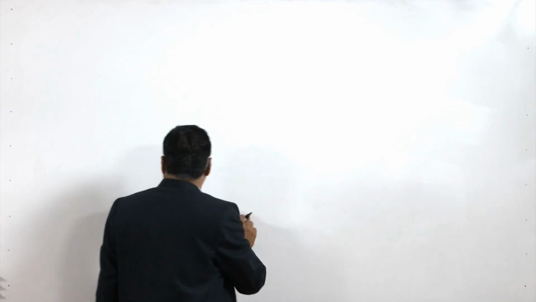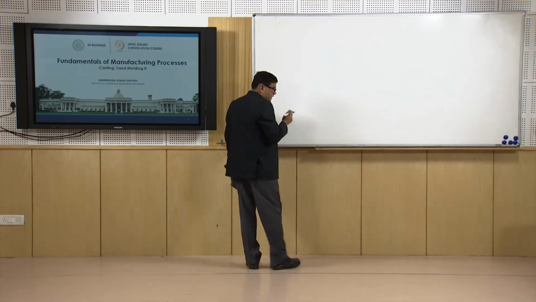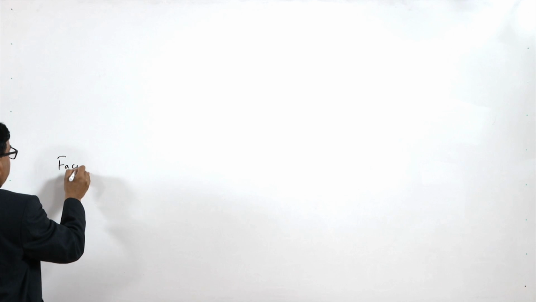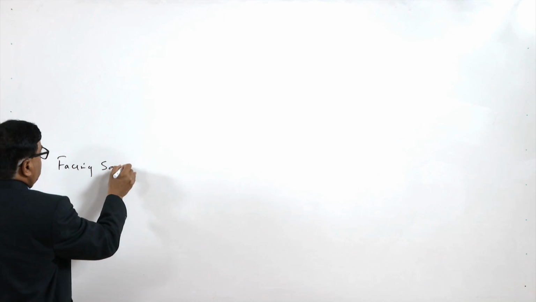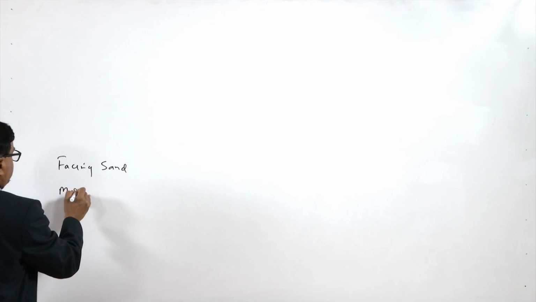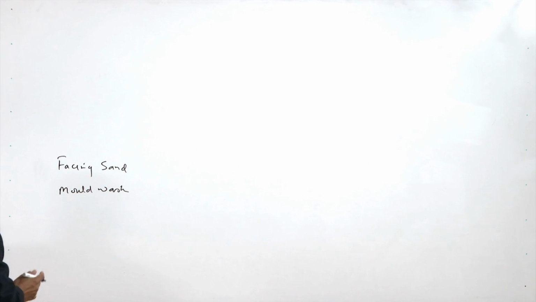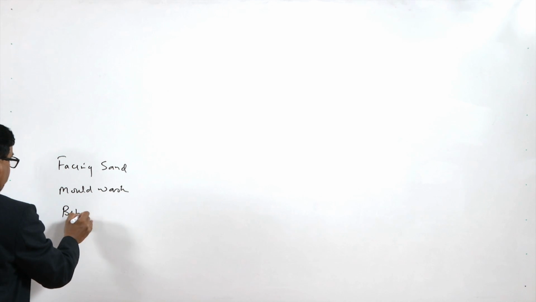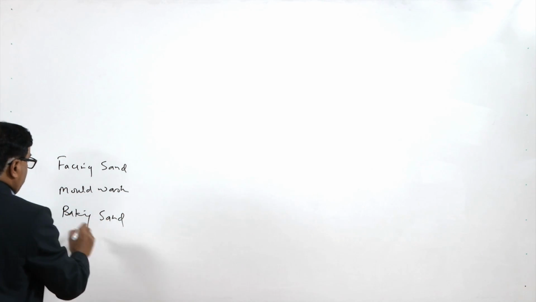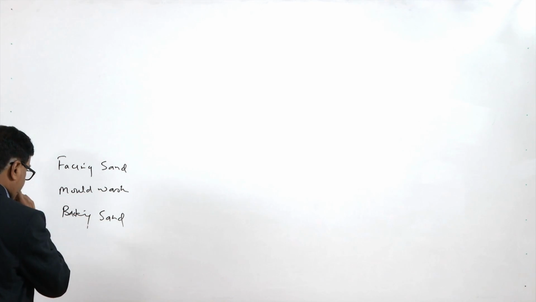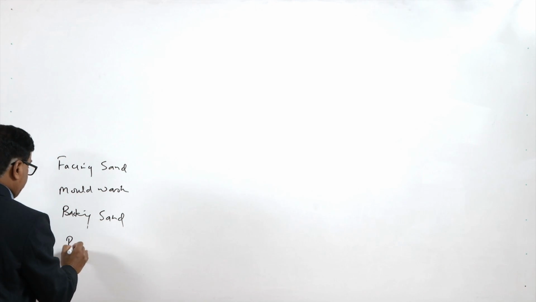Now, we will be talking about the different types of the sands which are used. One of them is the facing sand, then another is mold wash, and then baking sand, and here is parting sand.